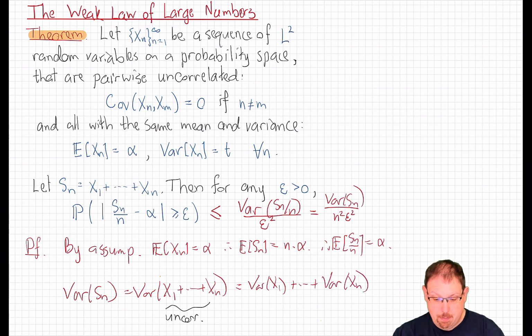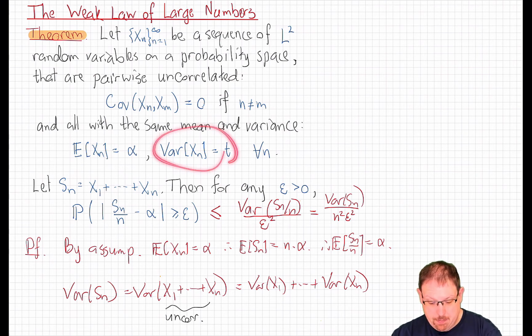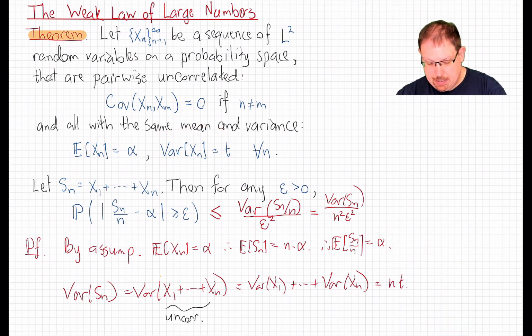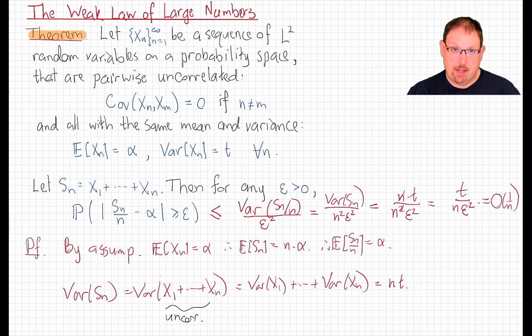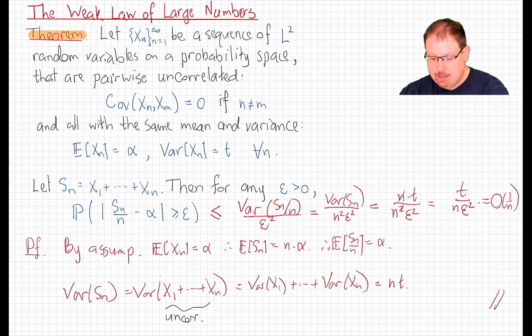Each of those, by assumption, is t, and so this is n times t. And therefore, Chebyshev's inequality estimates this probability to be less than or equal to n times t divided by n squared over epsilon squared, which is t over n epsilon squared. And that, indeed, goes to 0 for any fixed epsilon. That is the weak law of large numbers.